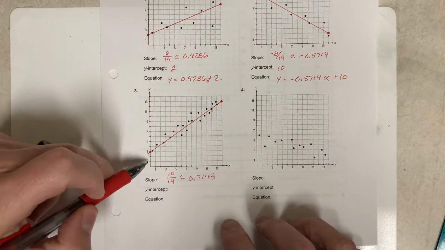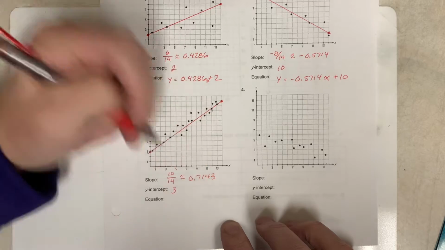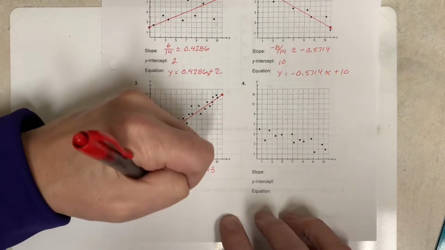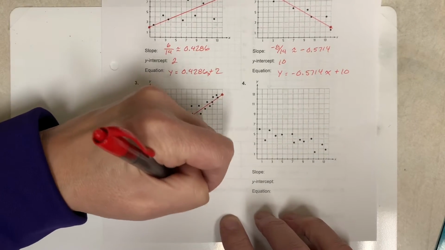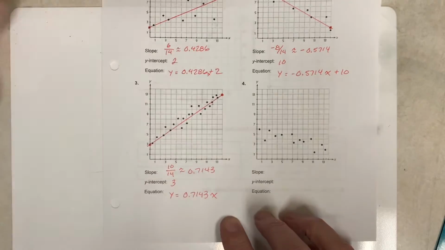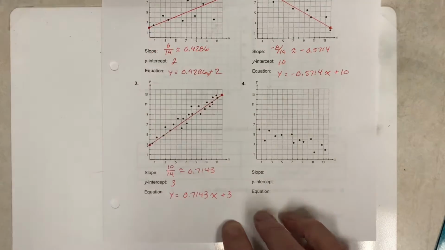Our y-intercept this time was 1, 2, 3. And that's going to give us the equation y equals 0.7143. Don't forget the x, plus 3.